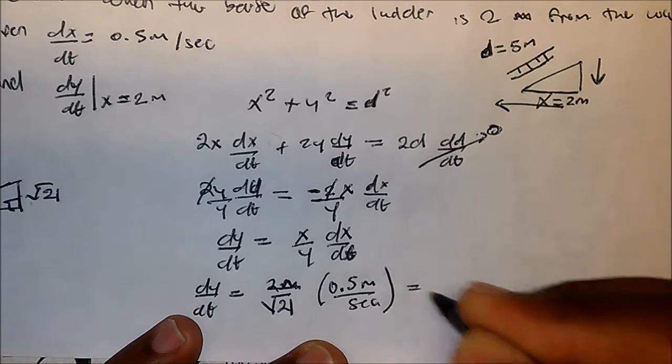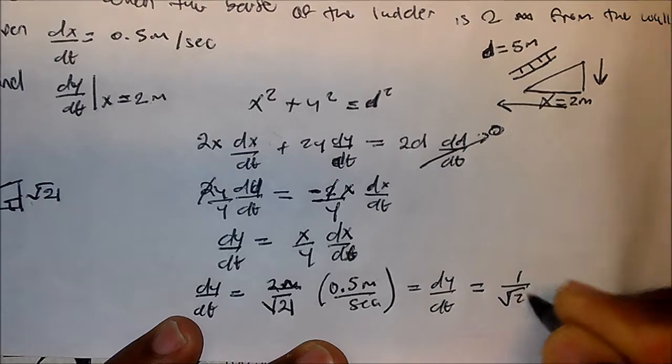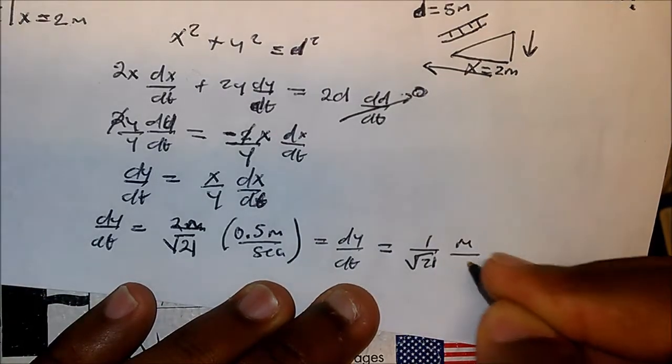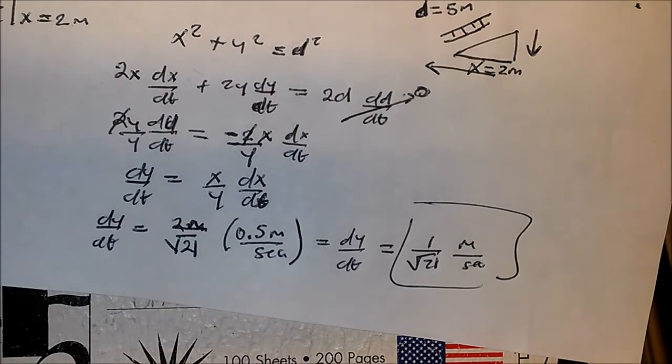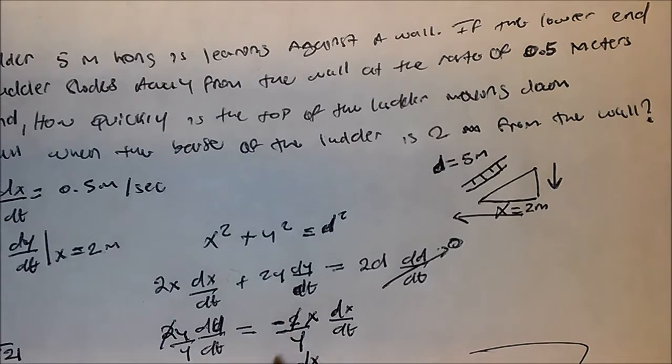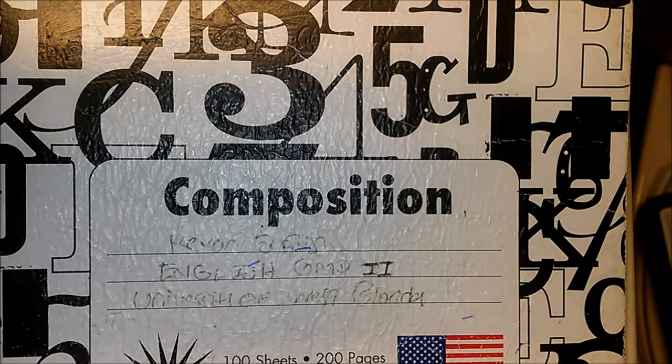So dy dt will just be 1 over the square root of 21 meters per second. All right, and that should be your answer for this problem. Now, you notice I dropped the negative sign here because, again, it's helpful to think the ladder is kind of increasing, and so it's not decreasing, and so a negative wouldn't do us any good here. Let's look at another one.